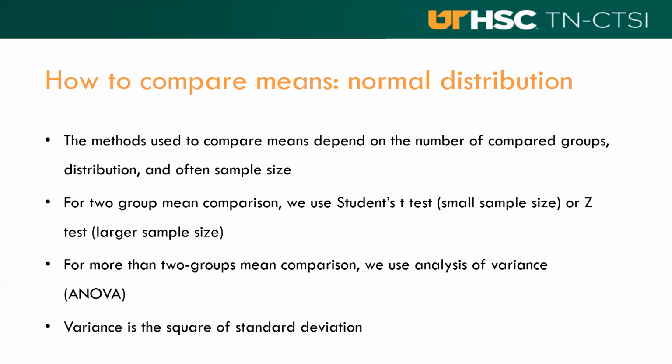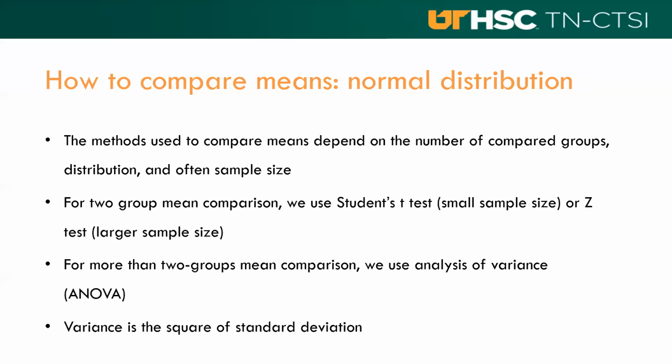When we want to compare groups, again, whether we have to compare means or whether we have to compare the medians depends on some factors. And again, those factors are the distribution of the data, the scale of the data, mostly these two are the very important ones, and often the sample size. So how to compare and what statistics to report also depends on the sample size. For two-group mean comparison, when we compare two groups like female and male, we use Student's t-test if the sample size is small, or z-test for a large sample size. So to compare two means for normally distributed data, we report the Student's t statistic.